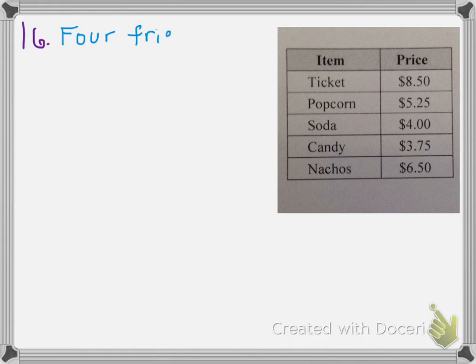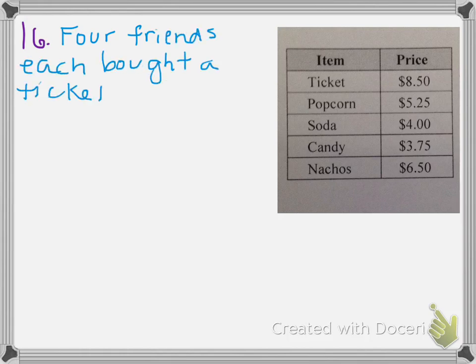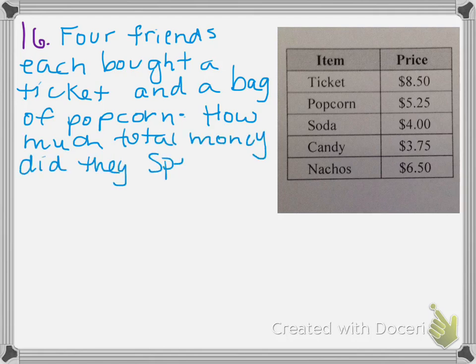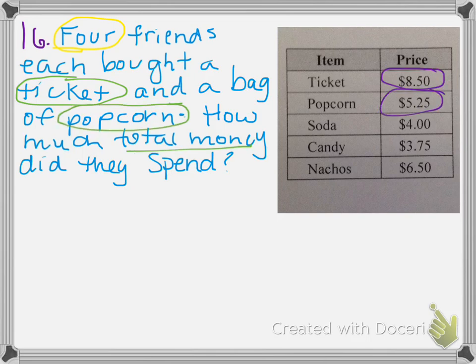Number 16 says, 4 friends each bought a ticket and a bag of popcorn. How much total money did they spend? So what we're looking for is how much they spent. So the first thing you need to do is look at the table to the side, and you need to find out what a ticket and a bag of popcorn costs. So a ticket and a bag of popcorn cost $8.50 and $5.25.